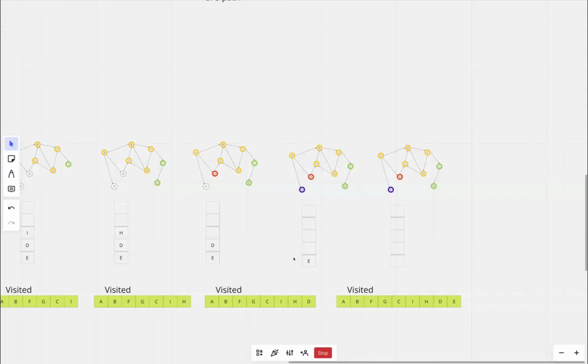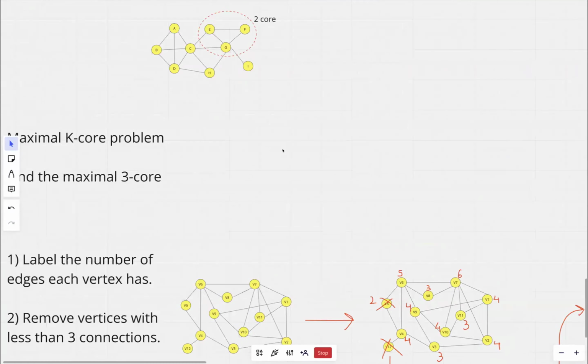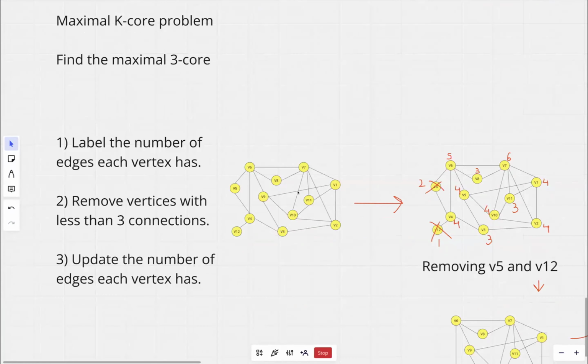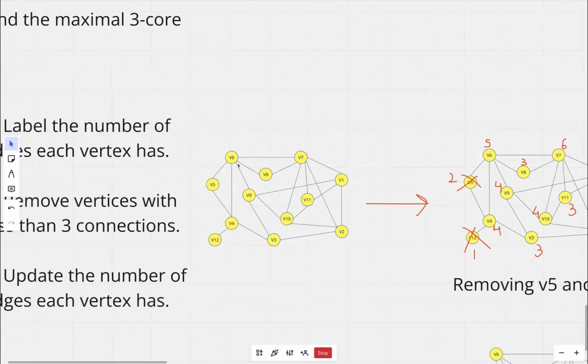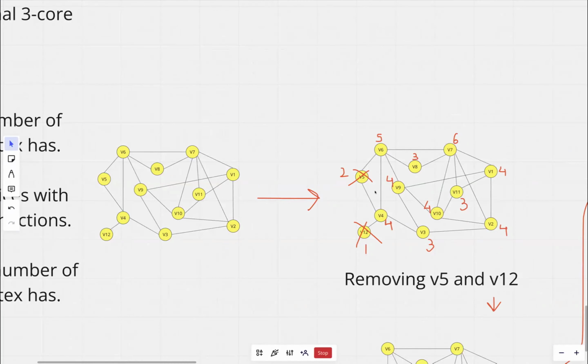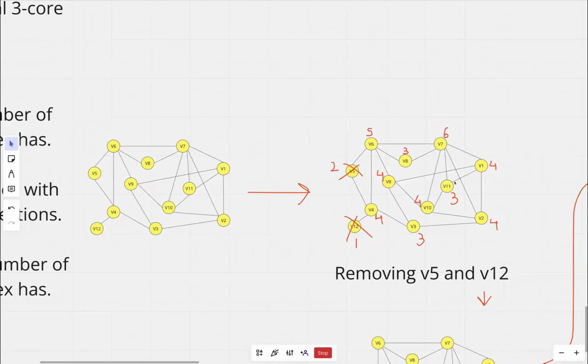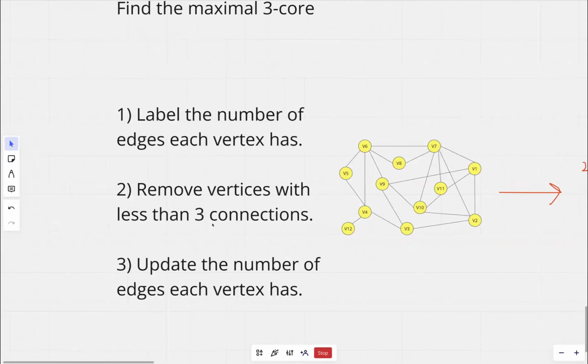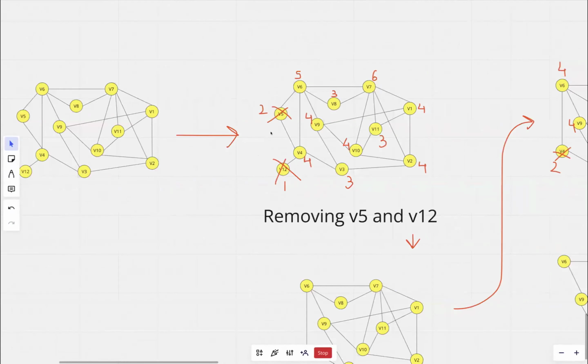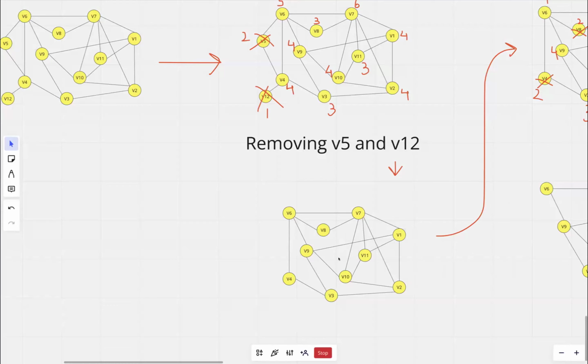I'll quickly share my whiteboard again. Right, so we want to solve this problem right here, okay? What we're going to do is label each of the vertices. V6 has 1, 2, 3, 4, 5. V5 has 1, 2. V4 has 1, 2, 3, right? As you can see, I've already labeled all the edges to save time. Now you'll see that only V5 and V12 have 1 and 2 edges, right? And what we want to find is a 3 core, so anything that's less than 3 connections, we remove. You can see I've deleted them and the graph remains.